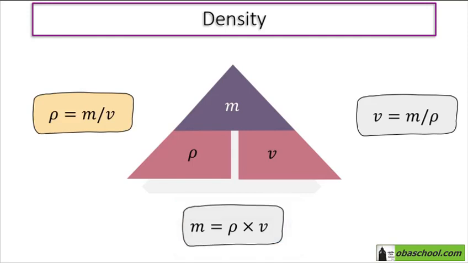And if we need the volume, we hide it. The remaining quantities are the mass and density. The horizontal line means division. So the volume is equal to mass divided by density. That's it.